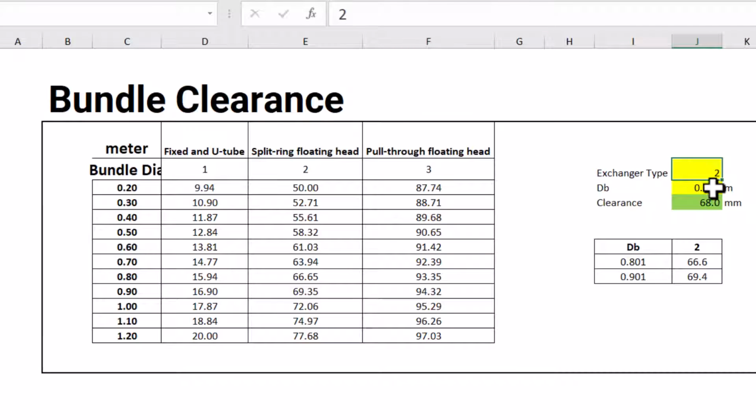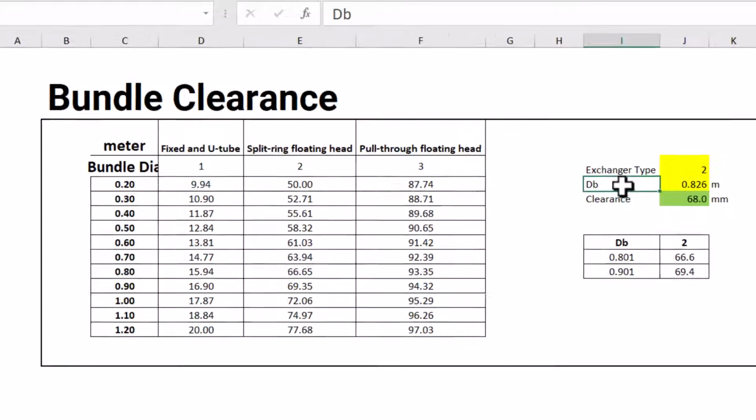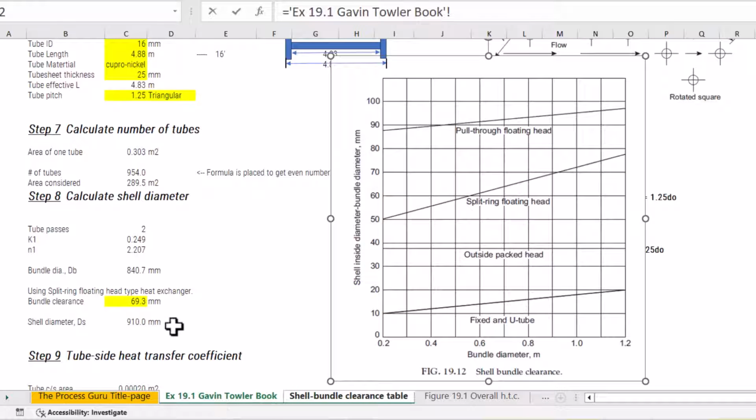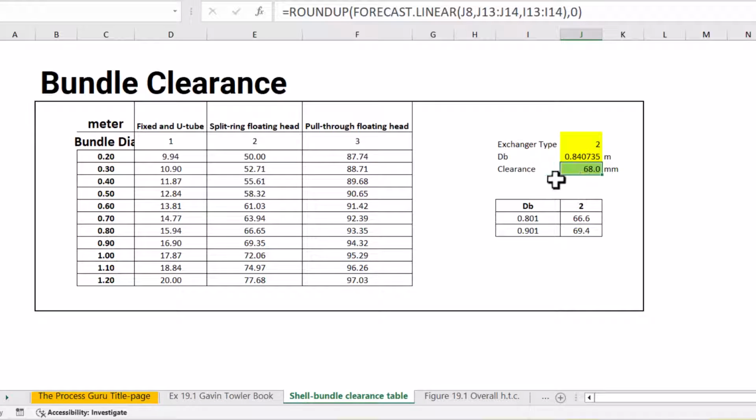So I have put number 2 here, and now we also need to give the bundle diameter. I need to take the bundle diameter from our calculation sheet. So I'm going back to our calculation sheet and linking this cell. The information we need to place there is in meters, so I'm just dividing this value by 1000. So we get the clearance. It is 68 mm. It does all the interpolation and extrapolation and lets you know what the clearance would be based on this tabular data. So it is 68 mm clearance.